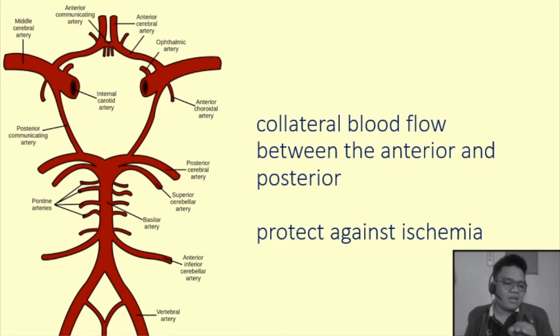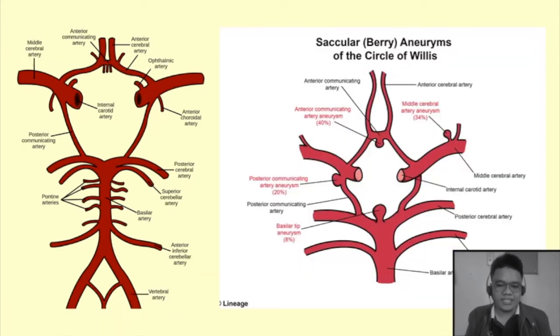So class, it is a collateral blood flow between the anterior and posterior parts of the brain, which is to protect our brain against ischemia. It provides alternative routes. It provides collateral blood flow to other parts of the brain. Then class, because of the structure of your circle of Willis, it is a particular site of aneurysm also. Saccular or berry type aneurysms are common in your circle of Willis. Remember that when I say aneurysm, this is usually caused by the weakening of your arterial walls, which later on leads to outpouching in the arterial walls.